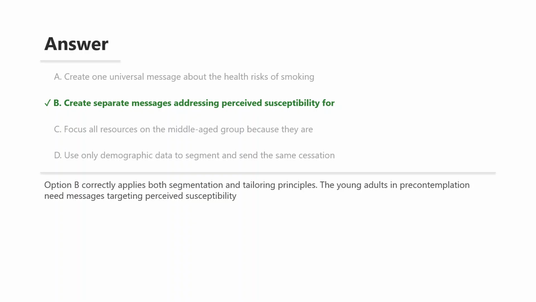Option A uses a generic approach that ignores segmentation entirely. Option C abandons a significant portion of the population. Option D relies only on demographics without tailoring the message content to psychographic differences.